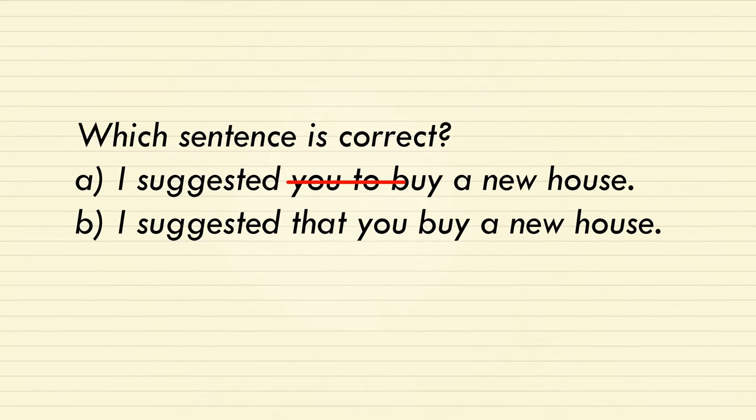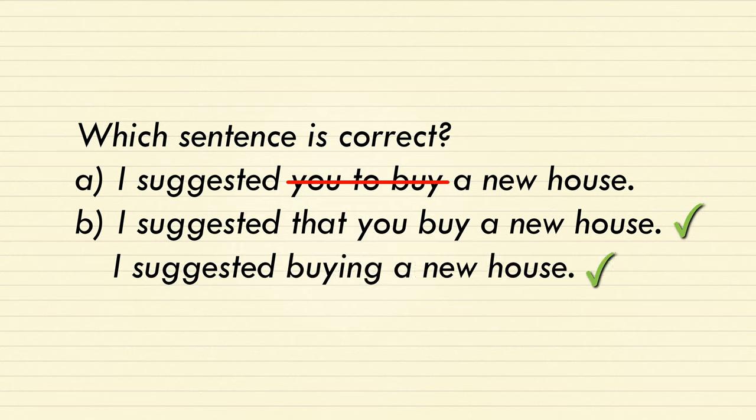It's incorrect to use me, us, you, etc. as indirect object pronouns after suggest. When we suggest an action to someone, we can use a that clause. We can also say, I suggested buying a new house.